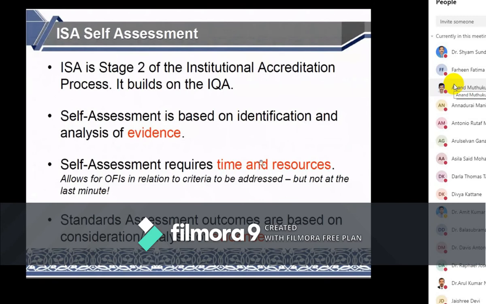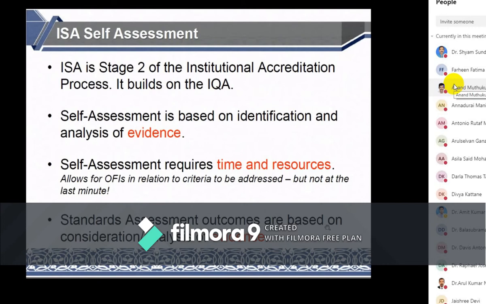Now, self-assessment requires time and resources. This is very important again. So we are now actually, after IQA, 9 years down the line. So it's a lot of time and a lot of resources that were involved. So we should be in a better position by this time now. What is self-assessment? It requires the OFIs, that is the opportunities for improvement in relation to a particular criteria, to be addressed. But we don't do it as a last minute, we do it over a period of time, over a period of a year.